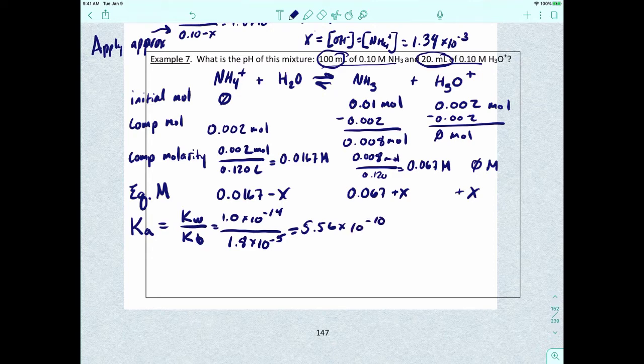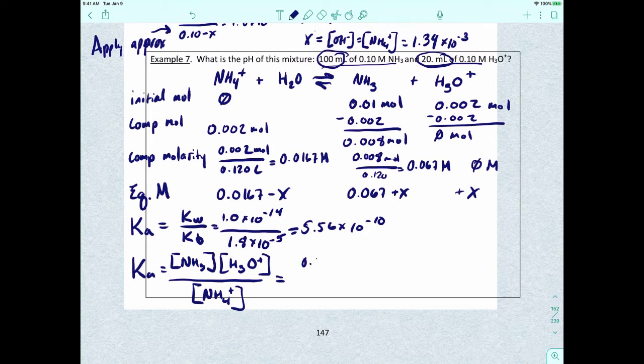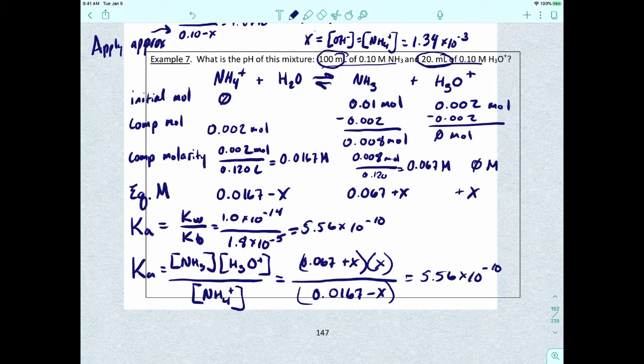Now we can set up a Ka expression. Ka is going to be equal to the concentration of NH3 times the concentration of H3O+ divided by the concentration of NH4+. The concentration of NH3 at equilibrium would be 0.067 plus X. The concentration of H3O+ is going to be X. And the concentration of ammonium ion is going to be 0.0167 minus X. And this is all equal to 5.56 times 10 to the minus 10th.